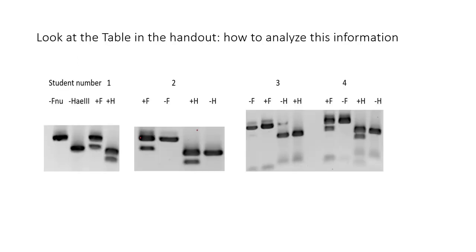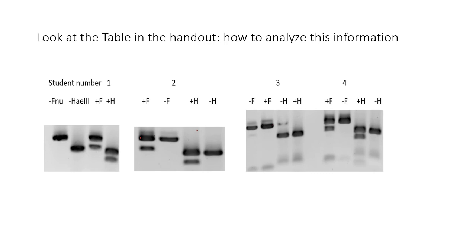Okay, so this is from the handout. We have students number 1, 2, 3, and 4, and we're going to look just at student number 1 first. So notice that they loaded their samples, the two uncut PCR products on the two left lanes. So the minus FNU means the first PCR product without enzyme. Minus A3 means the second one without enzyme. So those two bands are 303 and 221 respectively.